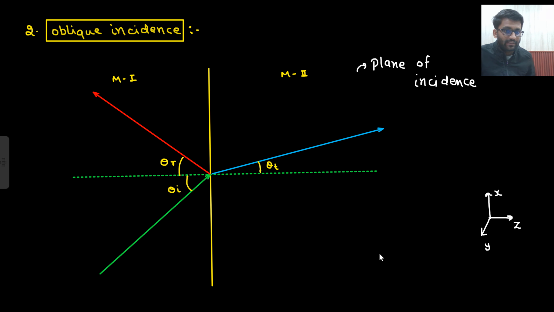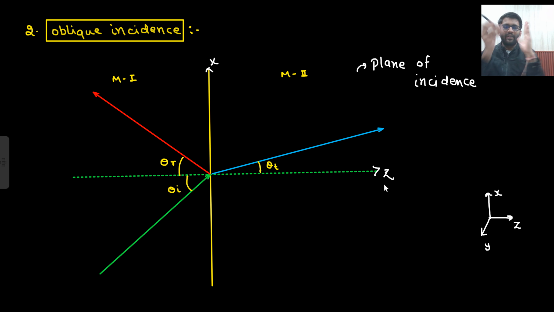So looking at this geometry, can you tell me what my plane of incidence is here? Here my plane of incidence is the XZ plane. Why is that so? Because my wave is striking the xy plane. If I call this x and this z, then where will my y be? Y will be coming towards me. So my wave is striking this plane, that is the xy plane.